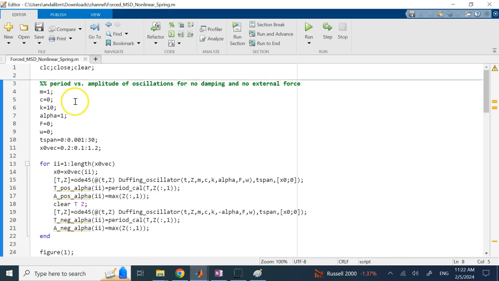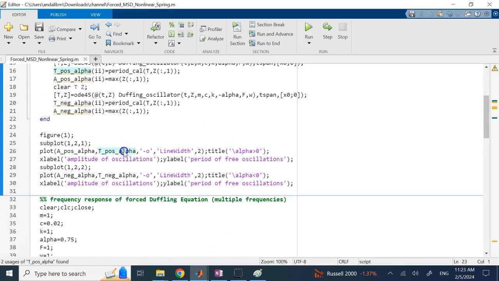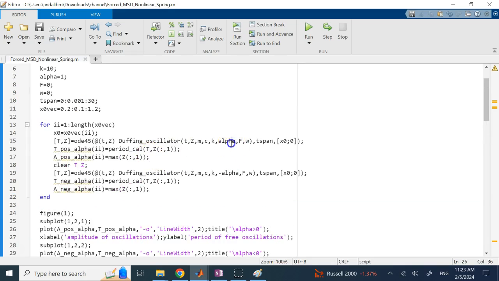So here is my MATLAB code. I use this set of numbers. You see, I set my F0 and omega, which are basically the magnitude and frequency of the excitation, to 0, and the damping C to 0. So I only have M, K, and alpha. I simulate it for 30 seconds and for different initial conditions from 0.2 to 1.2. And I generate the plot one time with positive alpha, the other time with, as you can see, the negative of the same alpha.